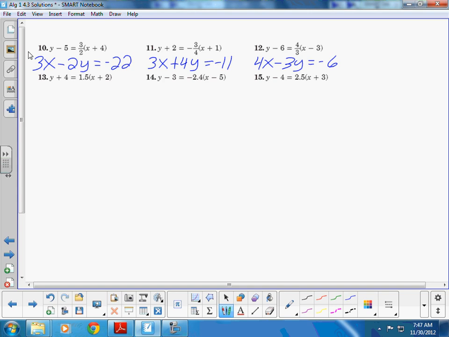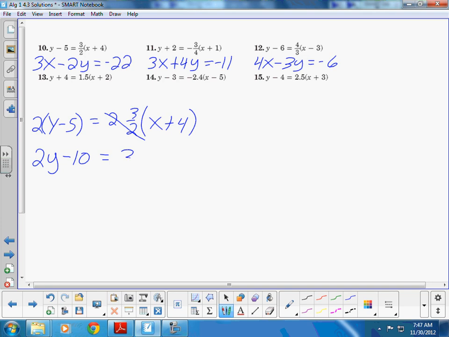So when I multiply the left side by 2, it's going to be 2 times y minus 5. And that equals 2 times 3 halves times the quantity x plus 4. So I get 2y minus 10 is equal to 3 times the quantity x plus 4. 2y minus 10 equals 3x plus 12.